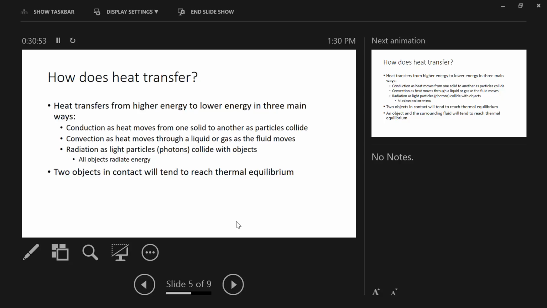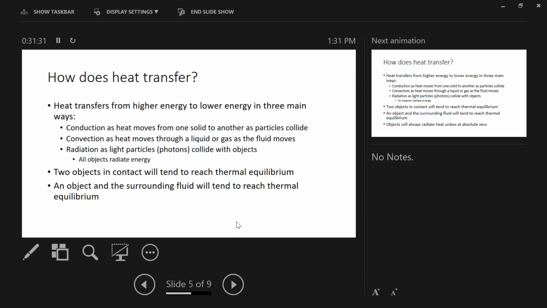Yeah, it's true. Also, an object and the surrounding fluid will tend to reach thermal equilibrium, meaning this table and the surrounding air will tend to reach thermal equilibrium. But we do some interesting things in that we can heat the air, we can cool the air, and we can make it hard for this tabletop to catch up as we change the temperature of the air that we're blowing into this room.